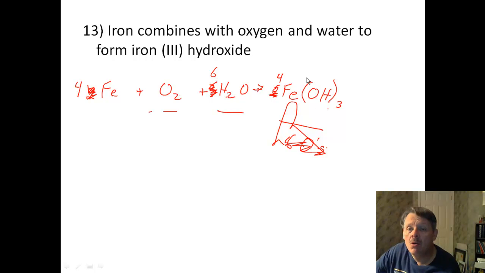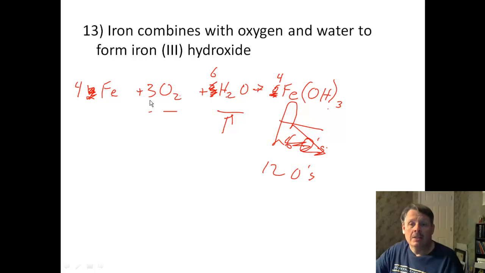But now over here I have, let's see, 12 oxygens on the right, and here I have 6, so I need 6 more, so that means I could put a 3 there. Now I'm balanced. That was a pretty tough one. I had to do that a couple times to get through that.